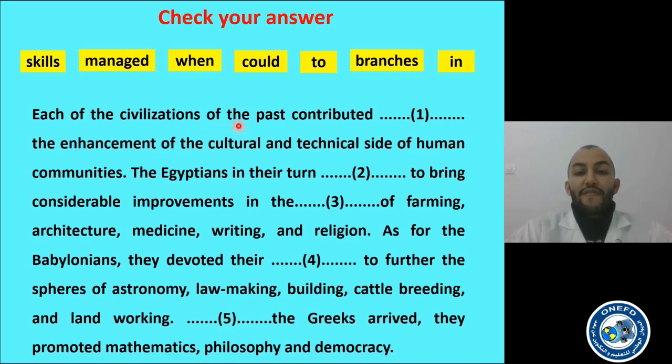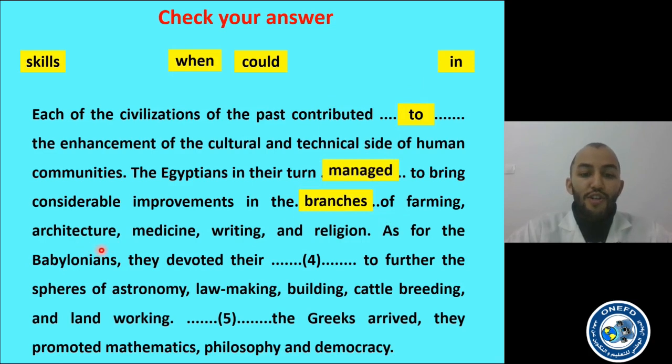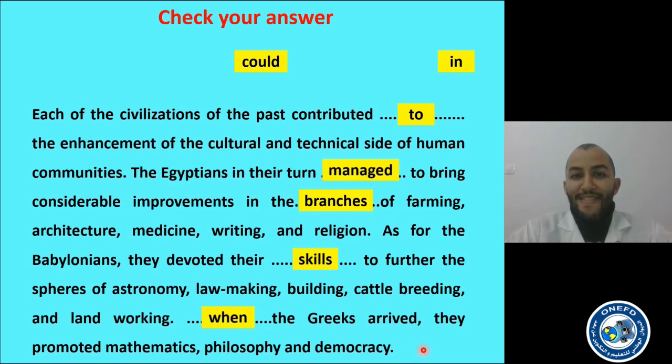Each of the civilizations of the past contributed to the enhancement of the cultural and technical side of human communities. The Egyptians, in their turn, managed to bring considerable improvements in the branches of farming, architecture, medicine, writing, and religion. As for the Babylonians, they devoted their skills to further the spheres of astronomy, lawmaking, building, cattle breeding, and land working. When the Greeks arrived, they promoted mathematics, philosophy, and democracy. Is it okay? All right, let's continue.